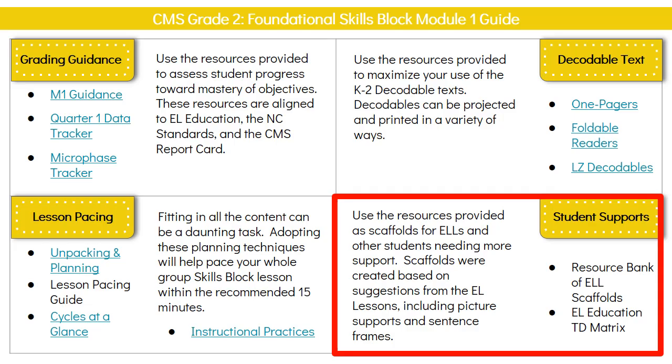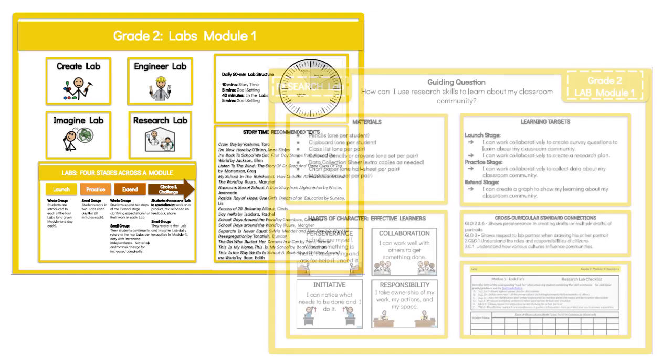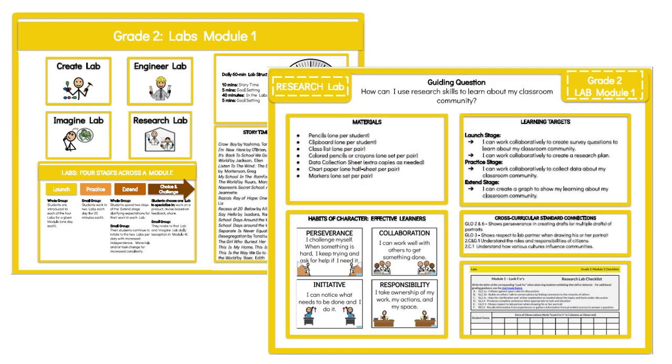The skills block guide finishes with student supports. Again, this will take you to a variety of resources from our ELA services and talent development departments. Of course, we can't forget labs. The labs guide includes an overview of the module with the recommended text list for story time. There is also a page for each lab of the module. Here is the example for the Module 1 Research Lab. These lab cards can be printed and laminated to be kept at each lab station or in your bin of materials.